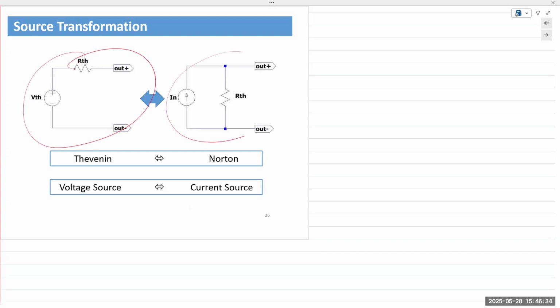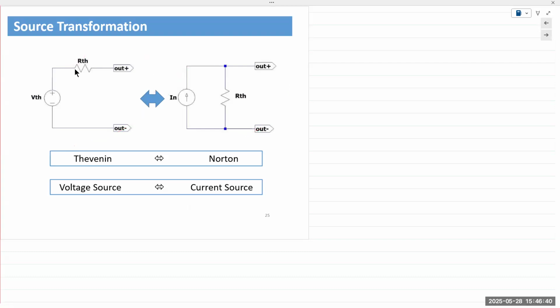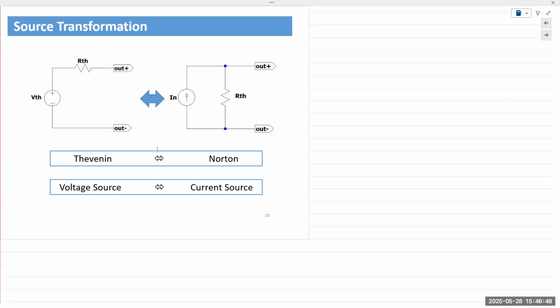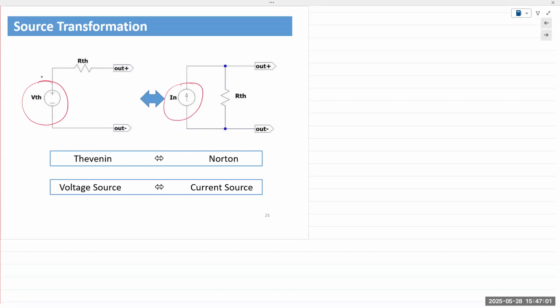So we spoke about this earlier, how the Thevenin and Norton circuits are equivalent to a large circuit. And because they're equivalent, we can say that the Norton and Thevenin circuits are also equivalent to each other. And from there, we can extend that to a concept known as source transformation. Source transformation essentially says, if you have a voltage source in a circuit, you can convert it into a current source or model it as a current source and vice versa.